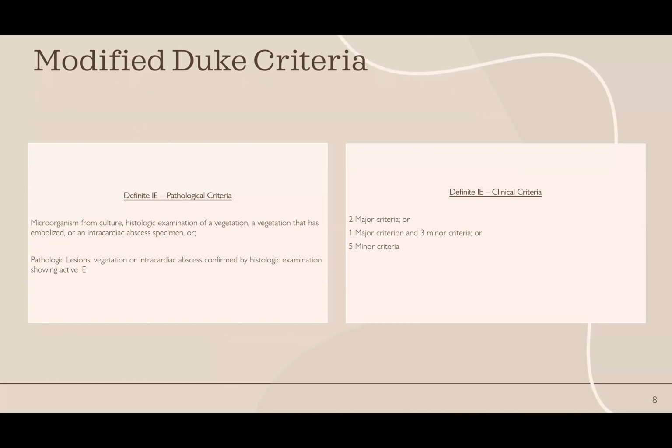Definite infective endocarditis needs to meet either pathological criteria or clinical criteria. The pathological criteria is where microorganisms from culture, histopathologic examination of a vegetation or a vegetation that is embolized, or even an intracardiac abscess specimen, or pathologic lesions where vegetation or an intracardiac abscess is confirmed by histologic examination showing active infective endocarditis. In terms of the clinical criteria, one needs 2 major, or 1 major criterion with 3 minor, or 5 minor criteria.